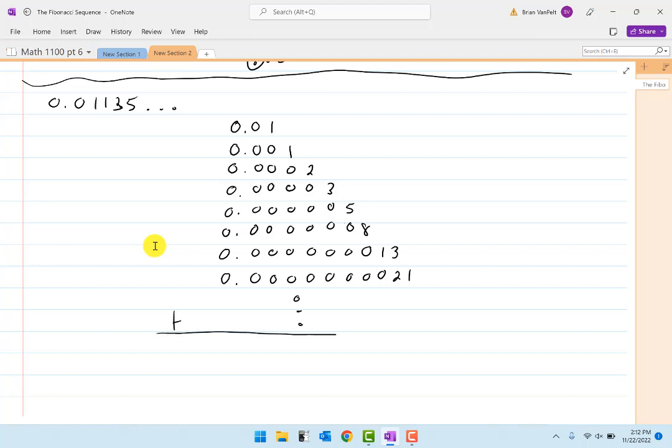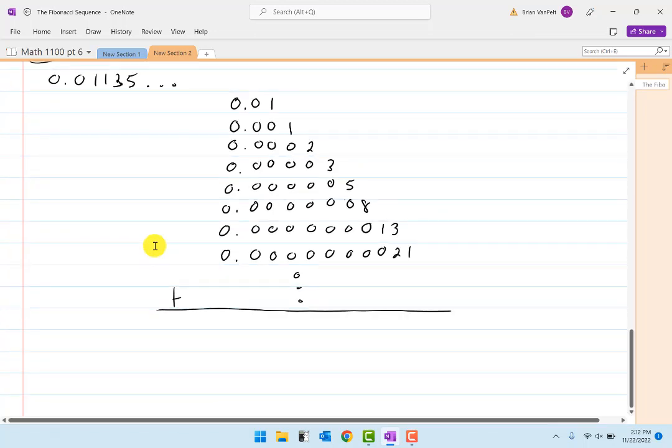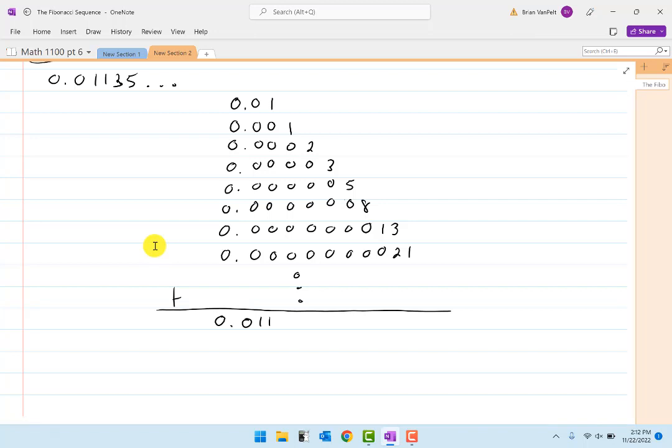Now, if you were somehow to add this all up, this infinite string of numbers, you would end up getting the division that we just did. So you can see them. There they are. So the Fibonacci numbers just seem to appear all over the place. Remember, this is equal to 1 divided by 89.